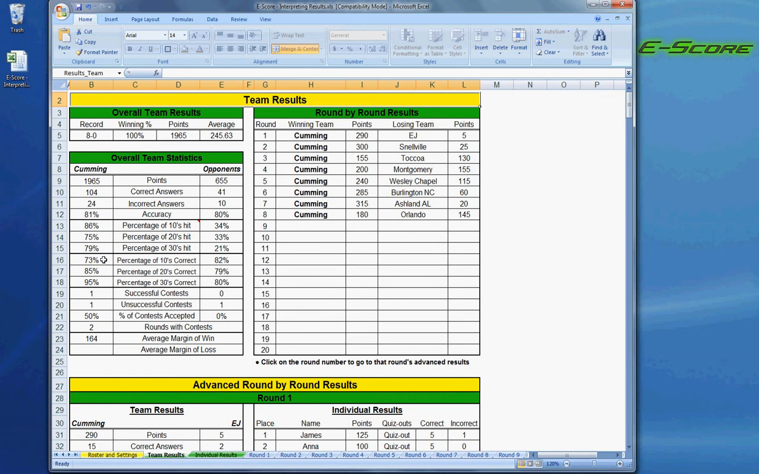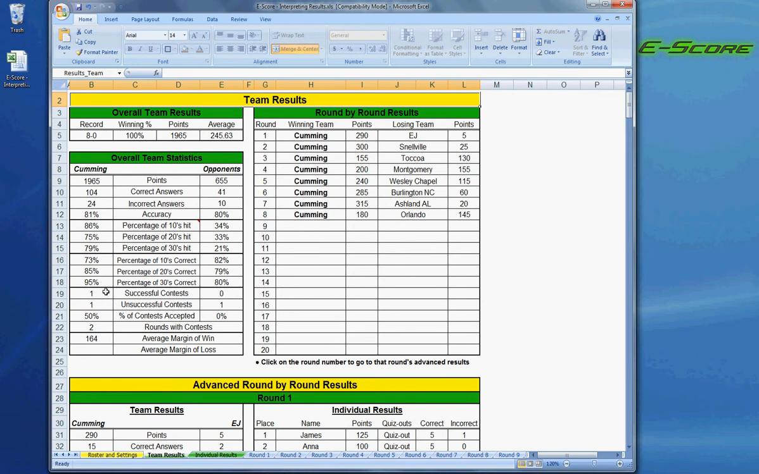So even though this team went 8-0 and averaged 246 points a game, the percentage of 10s correct is a little low. Percentage of 20s correct, that's awesome, 85%. And 30s, it's really awesome, 95%. They go down here to contests.